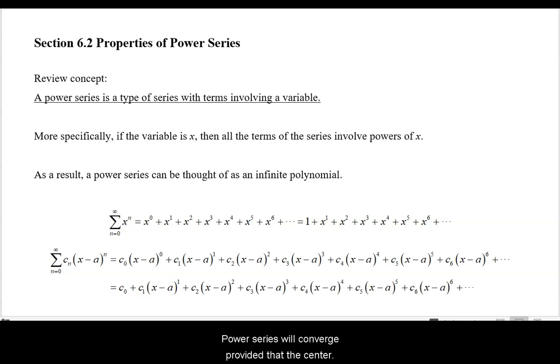The power series will converge provided that x, or x minus a, is less than 1 and greater than -1. In other words, it converges under the same conditions as a geometric series, since it is based on a geometric series. Now let's look at different ways of combining power series to build new power series and represent different functions.